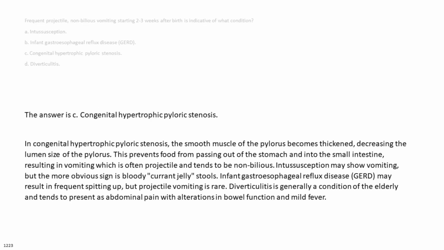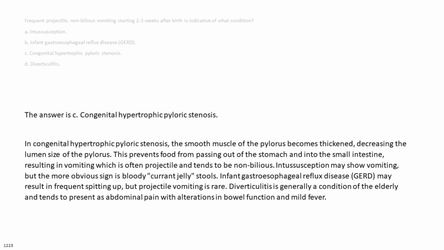The answer is C. Congenital hypertrophic pyloric stenosis. In congenital hypertrophic pyloric stenosis, the smooth muscle of the pylorus becomes thickened, decreasing the lumen size of the pylorus. This prevents food from passing out of the stomach and into the small intestine, resulting in vomiting which is often projectile and tends to be non-bilious.